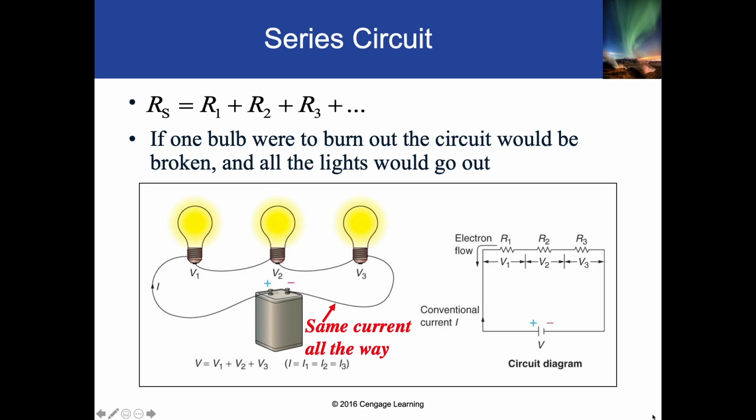So how do you calculate the resistance in a circuit? Quite simply, the total amount of resistance is just the sum of all the resistances together, right? The sum of all the resistances together. Quite simple. The series circuit is quite simple, right?